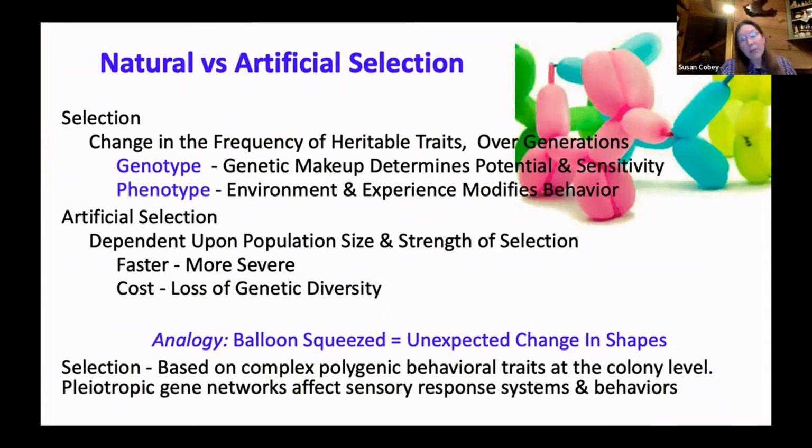Natural and artificial selection. Selection is just what you're trying to do: take those heritable traits and change the frequency of those over generations. You want better wintering, more honey production, better hygienic behavior, all these things. So you have the genotype, which is basically the potential. It's the genetic makeup of those bees, the diversity within the colony, it's the potential. The phenotype is the expression, what you see, the behavior you see, and that's based on the environment they're in, the past experience, their network of social behavior that can change behavior, things like that.